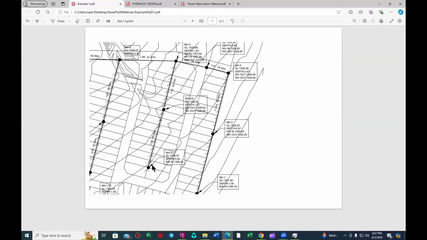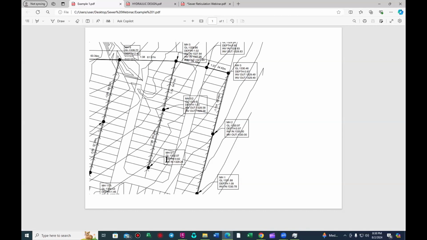So this house, this house, this house, all these houses between these manholes are going to be connecting into that pipe. Which means all the water that we're going to be flushing, all the water we're going to be producing, is going to be collected by that pipe. Therefore, to properly size that pipe, we need to know how many stands are feeding into it, right?